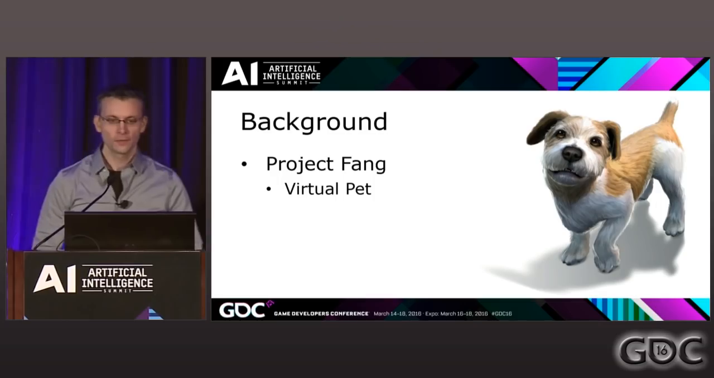Anyway, my name is Tobias Karlsson. I work at Microsoft, and today I'm going to talk about quadruped locomotion. First, a little bit of background.